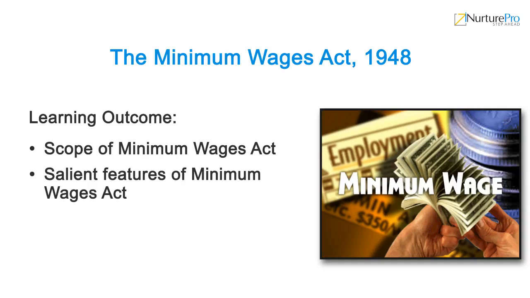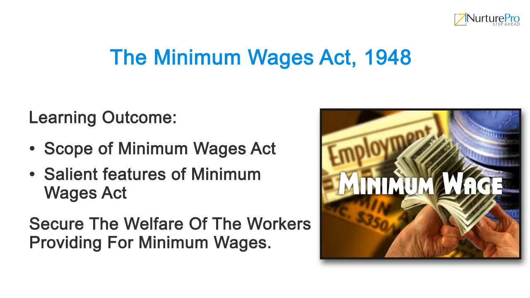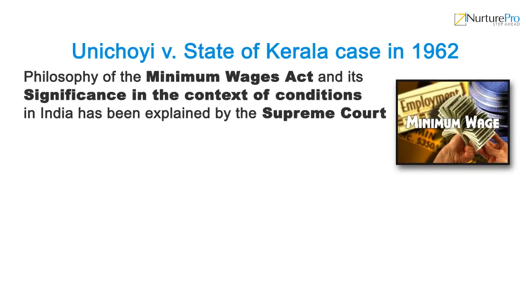The Minimum Wages Act has been enacted to secure the welfare of the workers by providing for minimum wages in certain employment. The National Commission on Labour has described the passing of the Act as a landmark in the history of labour legislation in the country. In the Unichoy versus State of Kerala case in 1962, the philosophy of the Minimum Wages Act and its significance in the context of conditions in India has been explained by the Supreme Court.